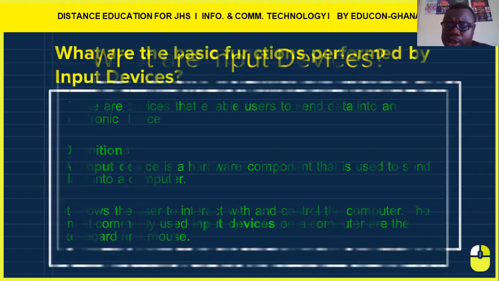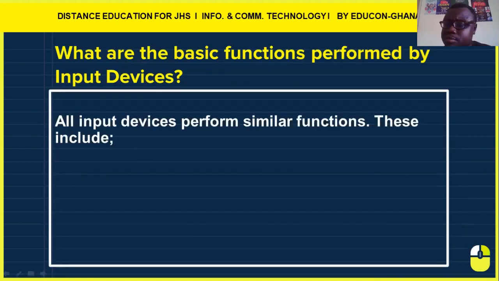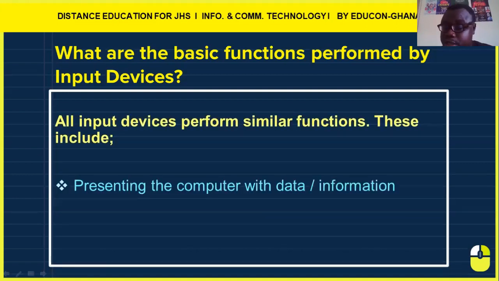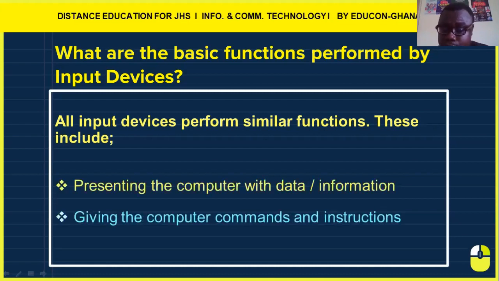Now, what are the basic functions performed by input devices? All input devices come together, they have similar functions that they perform. So, number one, they present the computer with data information, that is, they send data information into the computer system. Then also, they give the computer commands and instructions. So every input device should be able to send command and instruction to the computer system.